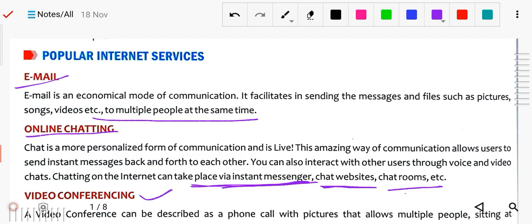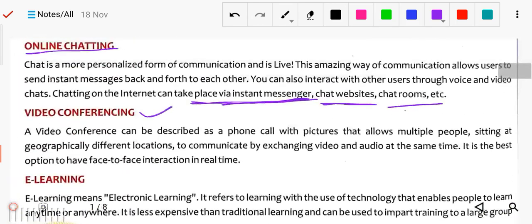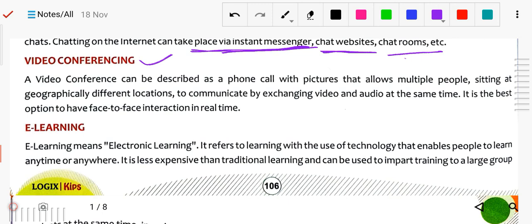Next we have video conferencing. Video conferencing can describe a phone call with a picture that allows multiple people sitting at geographically different locations to communicate by exchanging video and audio at the same time. It is the best option to have face-to-face interaction in real time.